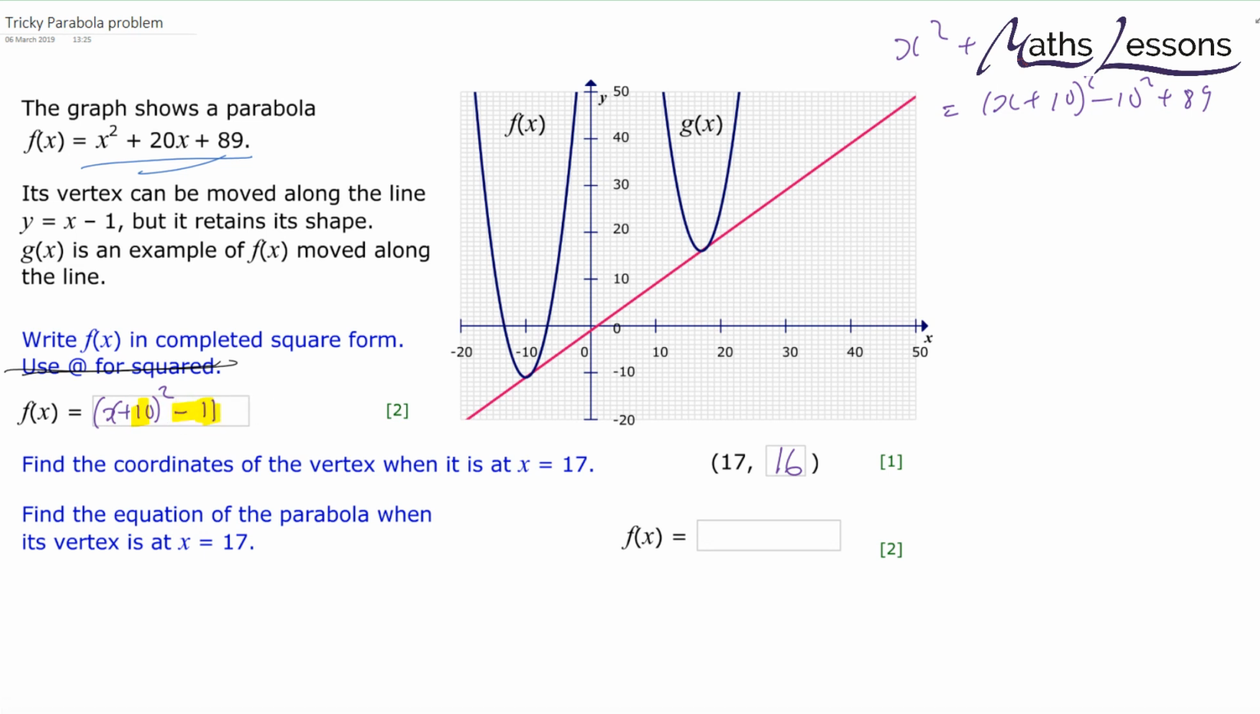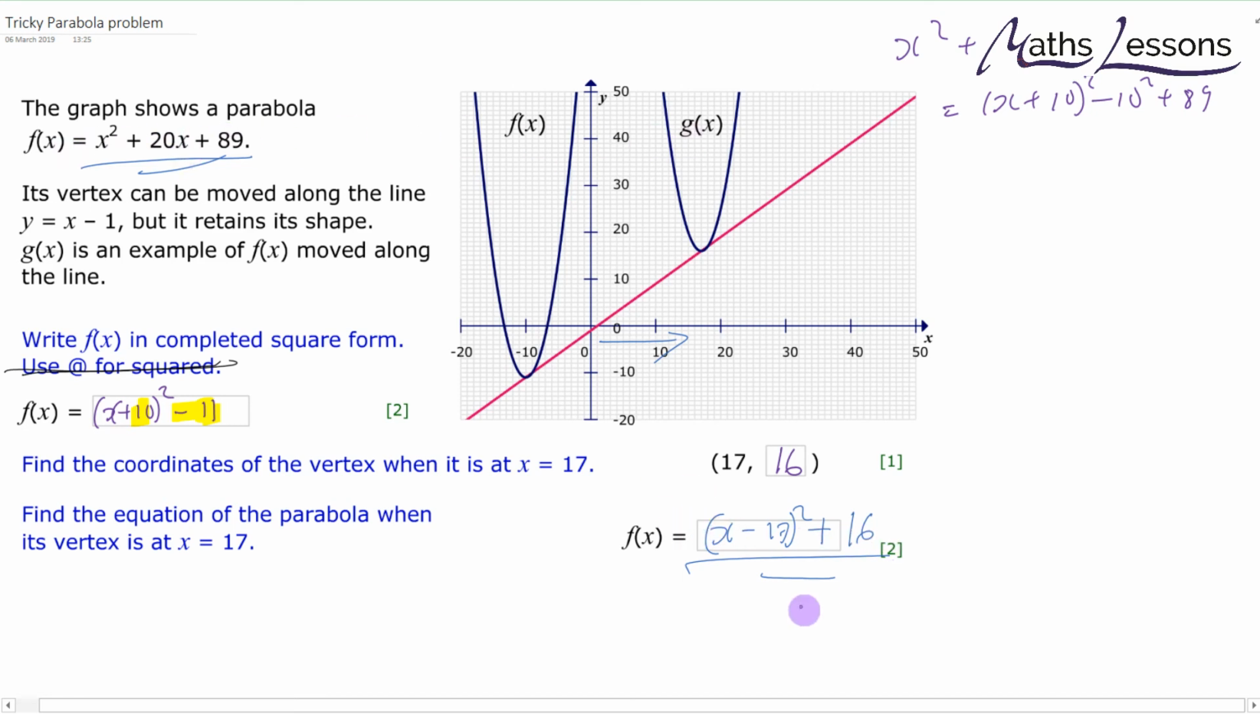Okay, so therefore, f of x will be x minus 17 squared. Because we shifted 17 that way, it was a minus. When it was a plus 10, notice we shifted the other way. Then all we need to do is add on the amount we go up or down, and it's gone up by 16 because the y value is 16. So that is another way of writing the equation of a parabola in completed square form. It just says find the equation, so we don't need to use the expanded form. We can just write it out in this form, and that makes a perfectly good answer. And it's much easier to do once you've done that.